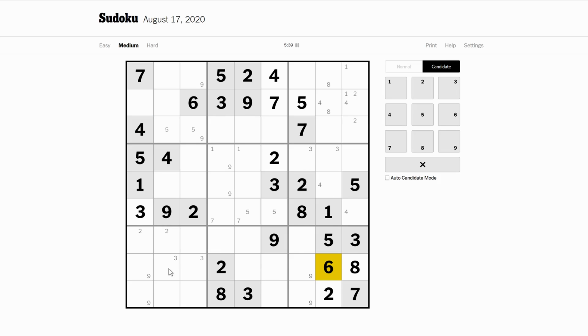6s. So 6 is a weak number. I've only got 2 of them, and they don't interact very well at all. Oh, actually, 6 is over here because 6s are locked in those cells. In fact, I should probably look at this. This is 1, 6, and 8.